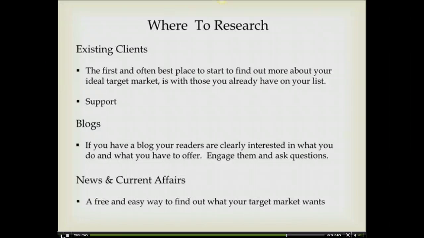News and current affairs, a free and easy way to find out what your target market really wants. Pay attention to the news and current affairs that are targeted to your niche. You can pay attention to newspapers, watch the TV, browse niche-related websites, especially if they have news websites in your niche. Make sure that you pay attention to current affairs because a lot of times the news is going to focus on the problems that people are having. And especially if it's involving the niche that you're in, you're going to want to be paying attention.